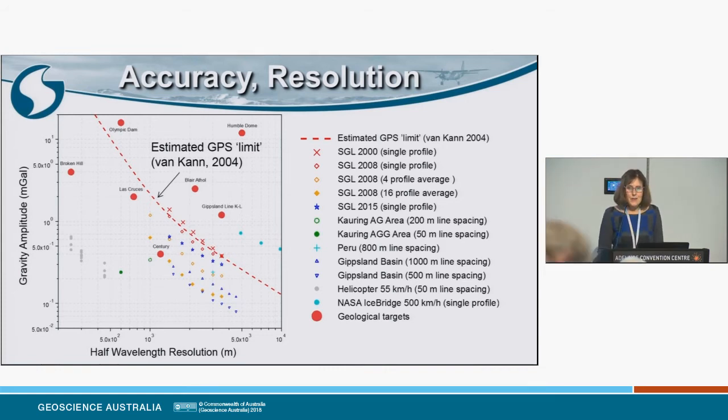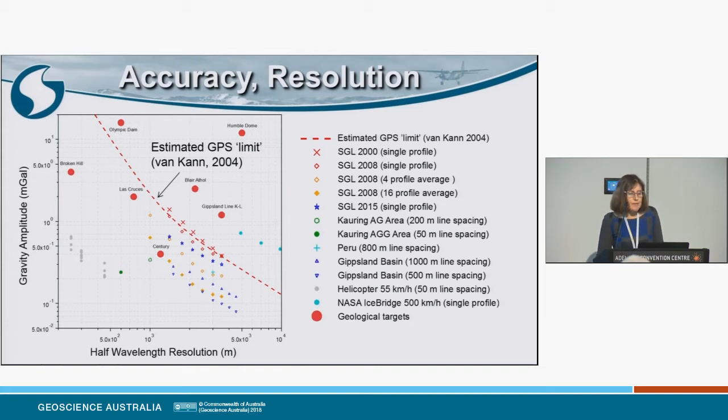However, now this is a chart that you may have seen, or a variation of this chart that you may have seen presented in other presentations over the years. To note, on the y-axis is the gravity amplitude, on the x-axis the half wavelength resolution. When I'm talking about resolution and filter length and so on from now on, I'll be talking half wavelength all the time.